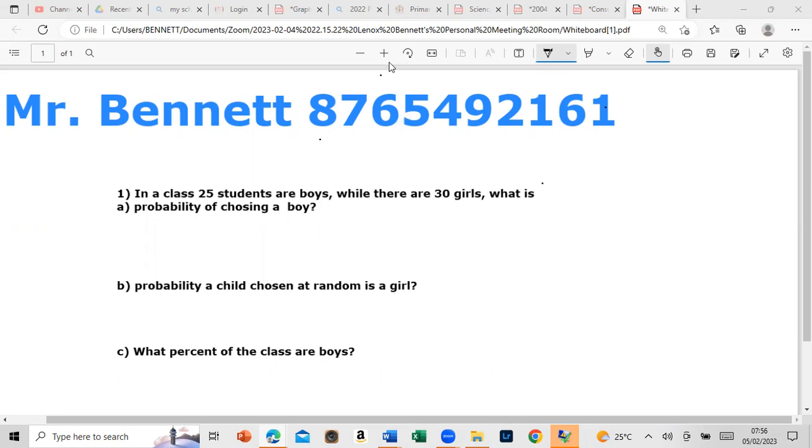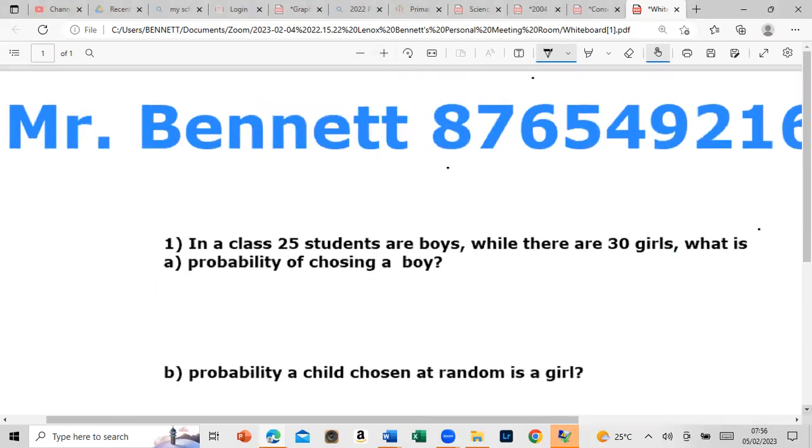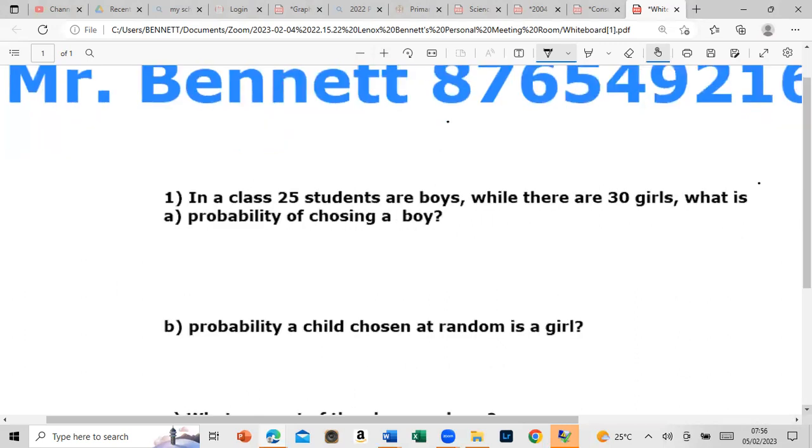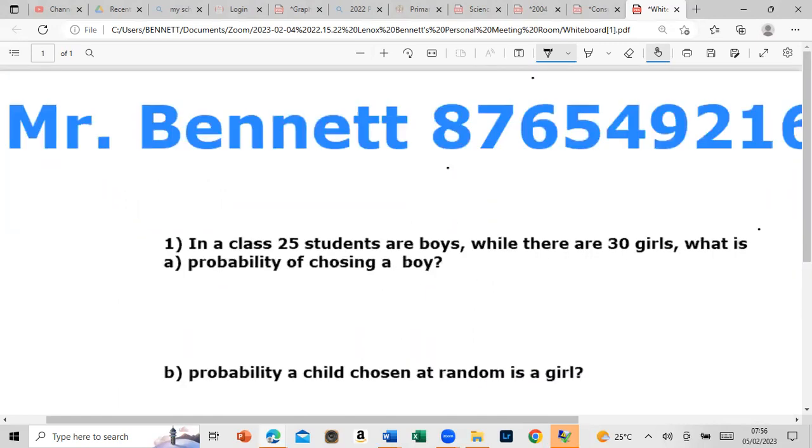All right, so the thing about probability is the denominator. Now, our denominator can be obtained from finding the total. So the total is represented by the denominator. So we need to know the total number of students in the class. So let us figure out how many students are in the class. So it says 25 are boys, so first we have 25 plus the number of girls, which is 30. So our denominator would be 55. Right? This is the total number of students.